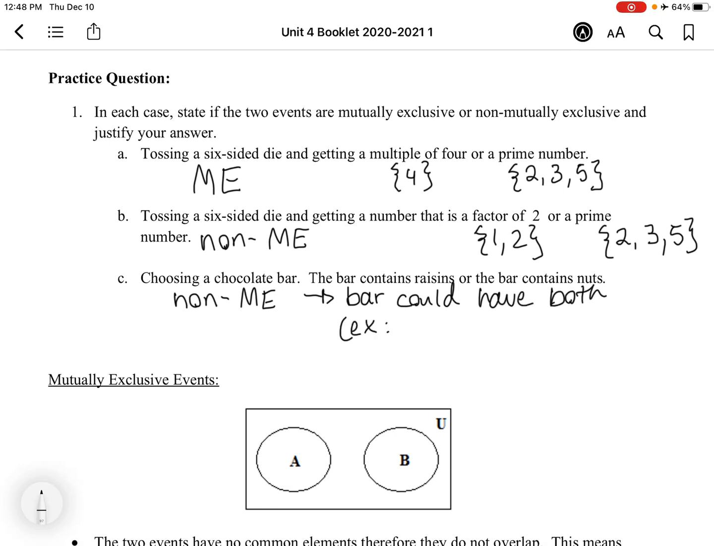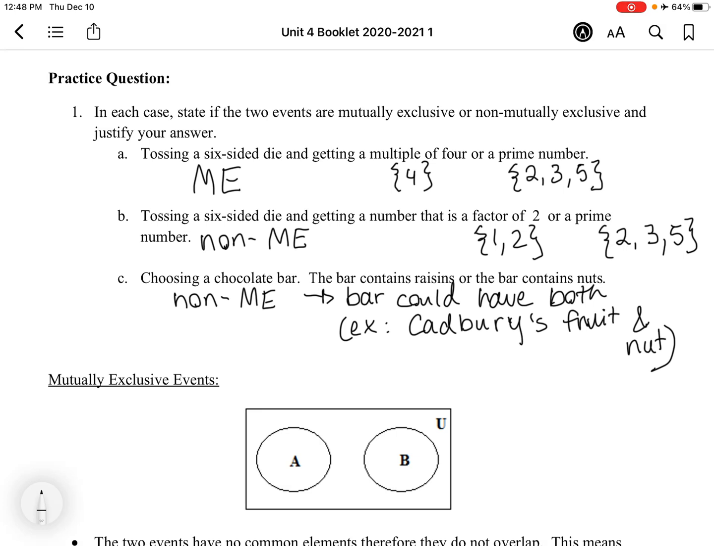Right? So example, Cadbury's fruit and nut. It's funny. I like this chocolate bar now a lot more than I did as a kid.